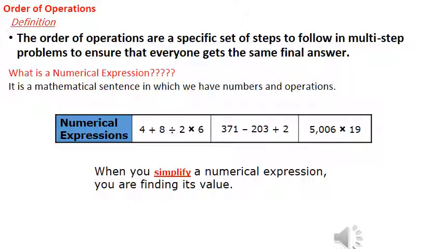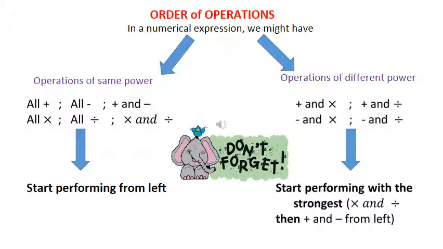So there is a specific set of steps that you have to do so we could all get the same final answer. In order of operations, we might have operations of the same power, which means they are all plus, so all the numbers are added, or all of them are subtracted from each other. Even if we have plus and minus together, they are of the same power. Also, if all of them are multiplied by each other, all of them are divided, or even multiplied and divided at the same time.